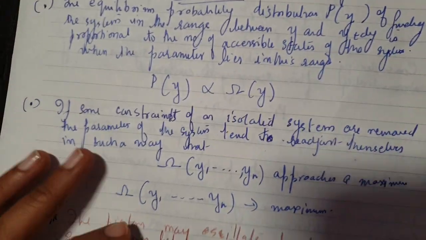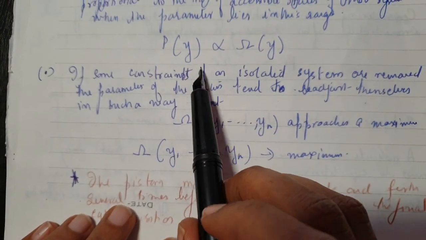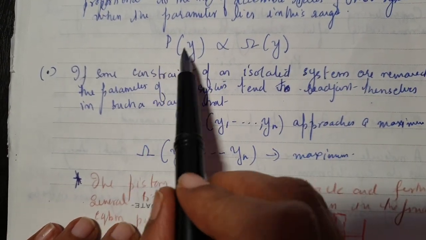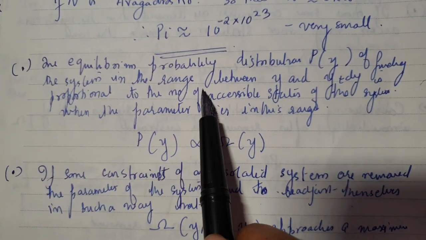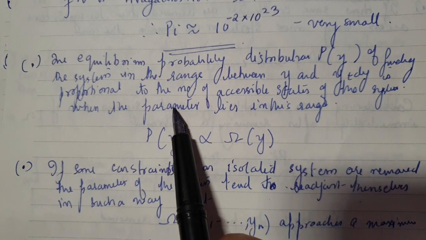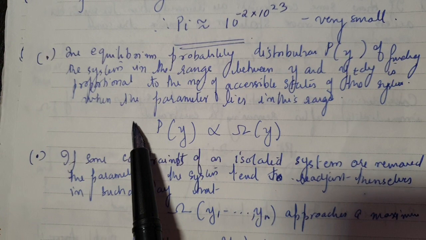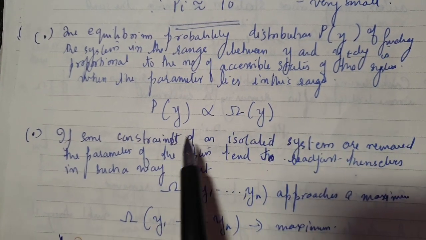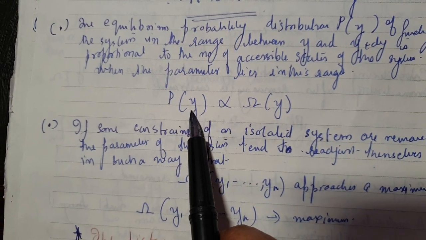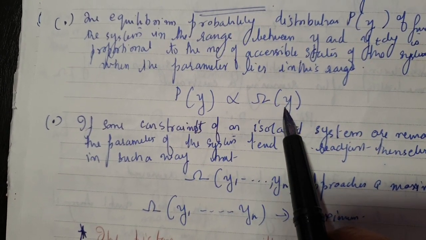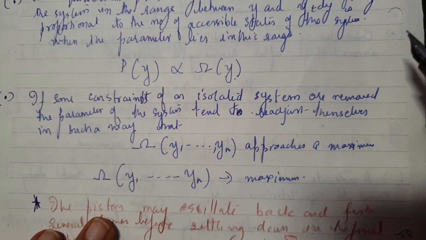Now one other thing is that if you say that this is the probability, you can just read here. If the equilibrium probability distribution of finding the system in a range between y and y plus dy is proportional to the number of accessible states of the system when the parameter lies in this range. So probability of finding a system according to parameter y is proportional to the accessible states according to the parameter y. This parameter can be anything, volume, temperature, anything.